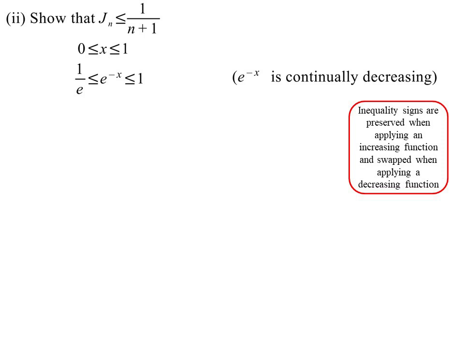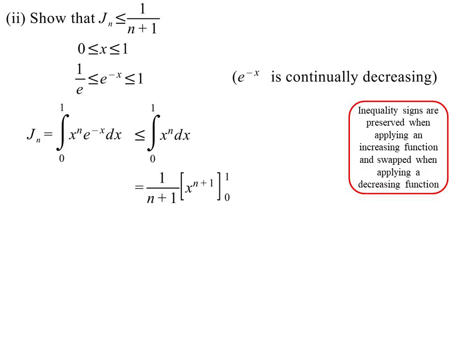Now that I've got that to work with, remember Jn was this expression. We want to show it's always less than or equal to 1 on n plus 1. I know it's always going to be less than or equal to x to the power of n, because in between 0 and 1, e to the negative x is always smaller than 1. Well, that's 1 on n plus 1, x to the n plus 1 from 0 to 1. Substitute in and we get 1 on n plus 1. So yes, Jn is always less than or equal to 1 on n plus 1.